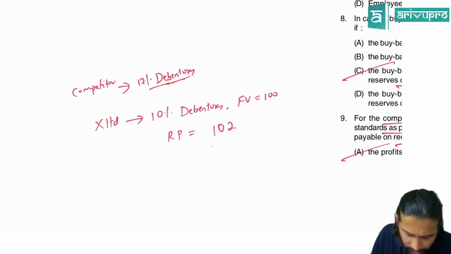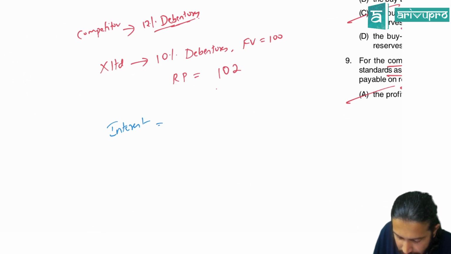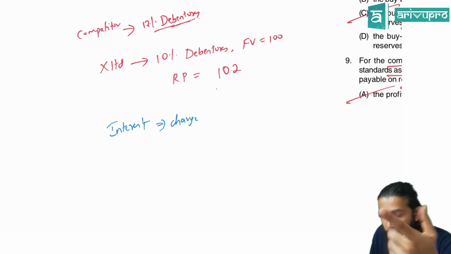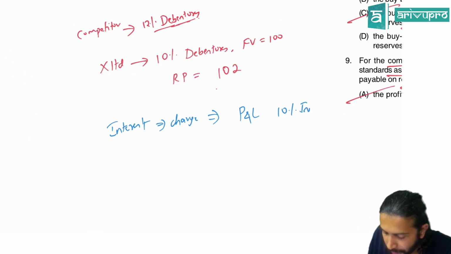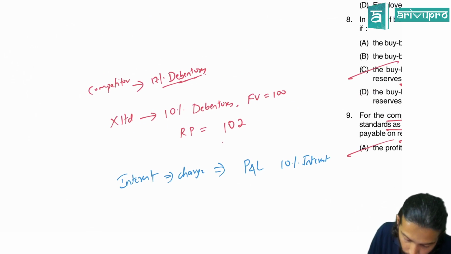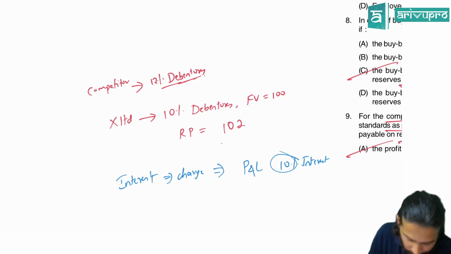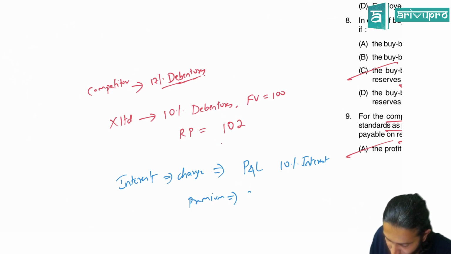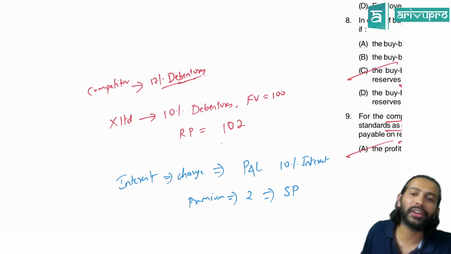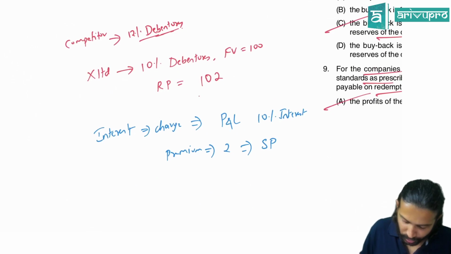Now look at the advantage for the company. Debenture interest is a charge against profit, meaning it will go to P&L. How much interest will go to P&L? Only 10% interest. But actually, the company should have paid 12% interest because that is the average rate. But this company is paying only 10%, so they only transfer 10% interest expense to P&L. The premium on redemption of debentures, this 2 rupees premium, they will not transfer to P&L. They will set it off against securities premium, because premium on redemption of debentures can be set off against securities premium.